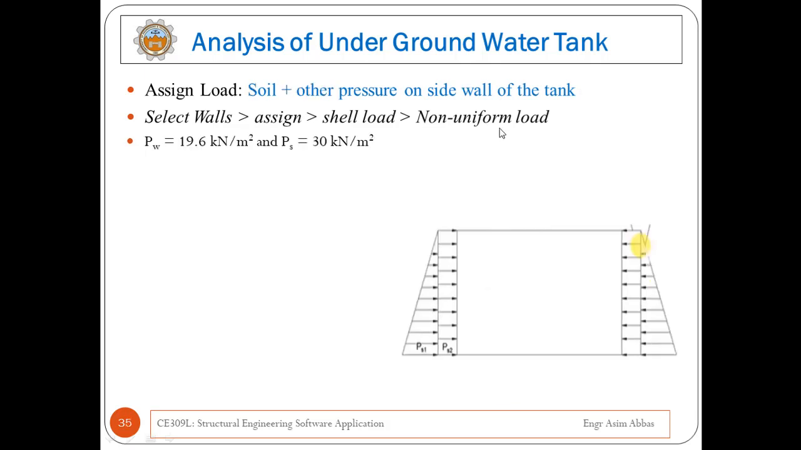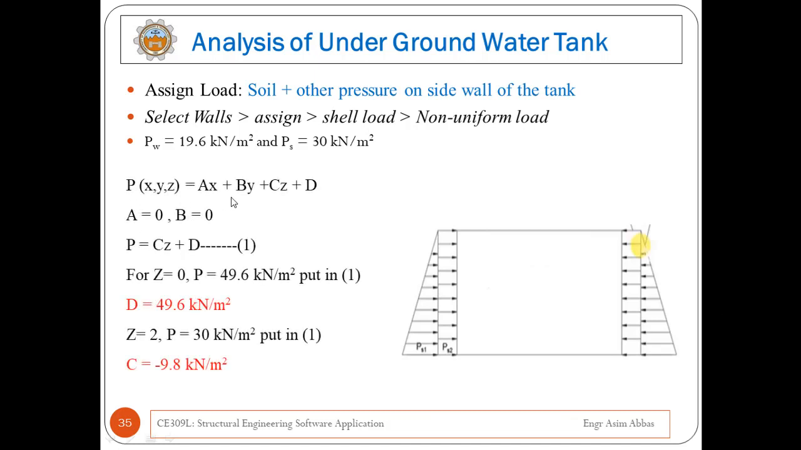Okay, in future if you come across any kind of soil or other kind of pressure that is applied on the side wall of the water tank or any other side wall, how can you apply this kind of load in ETABS? So I consider this as an example, right? Again I will use the same equation, and in this case again the a and b values will be equal to 0. So for the c and d values I will use the boundary conditions.